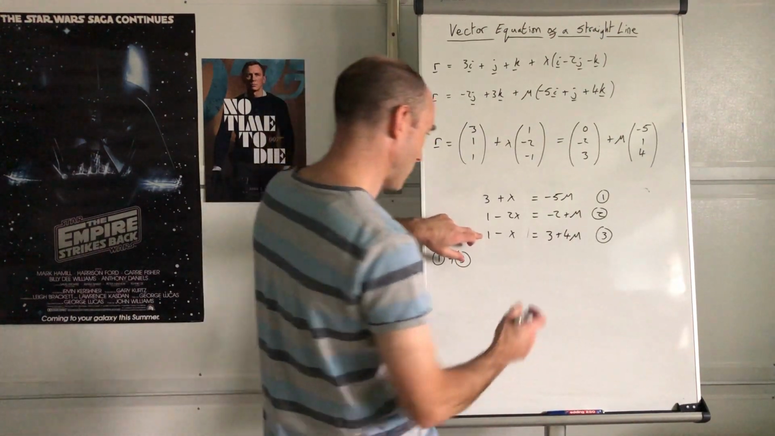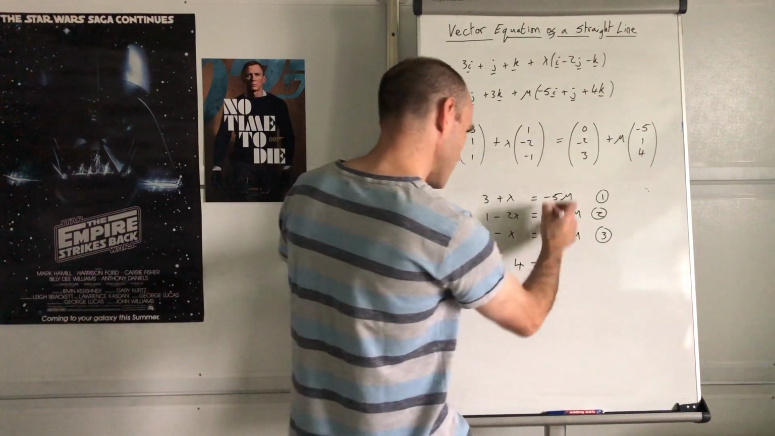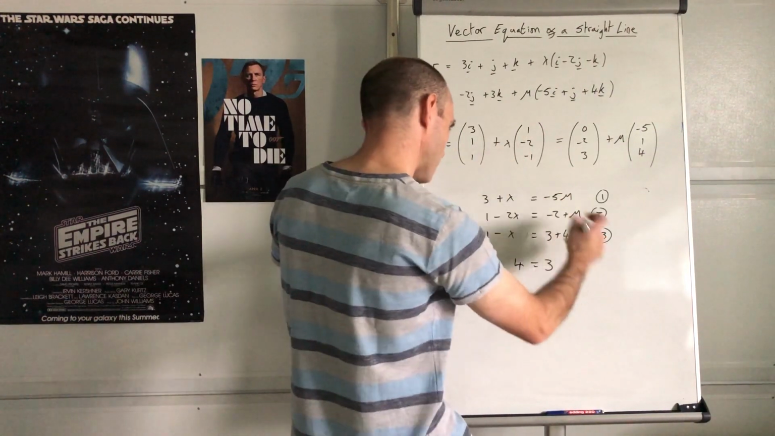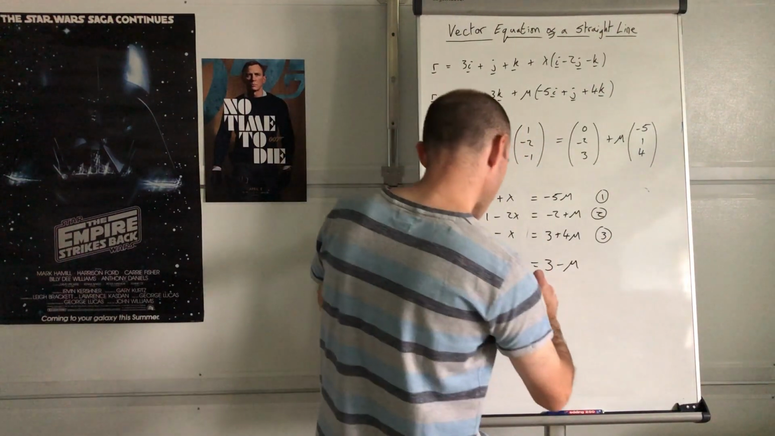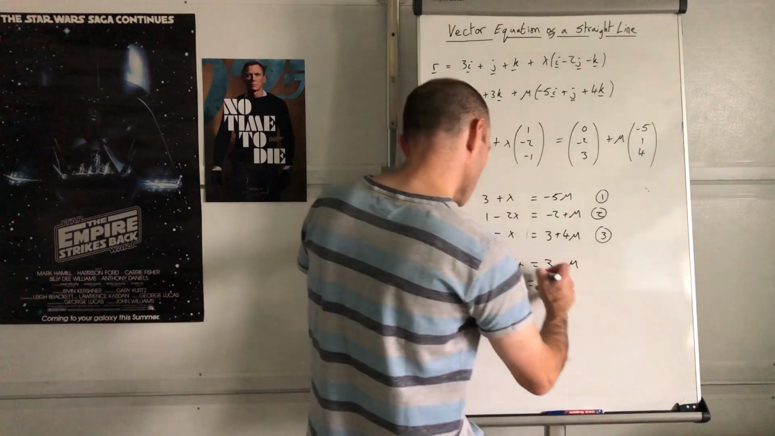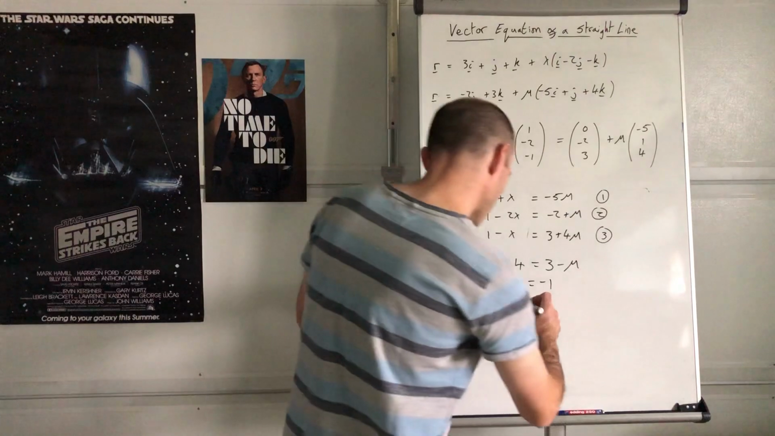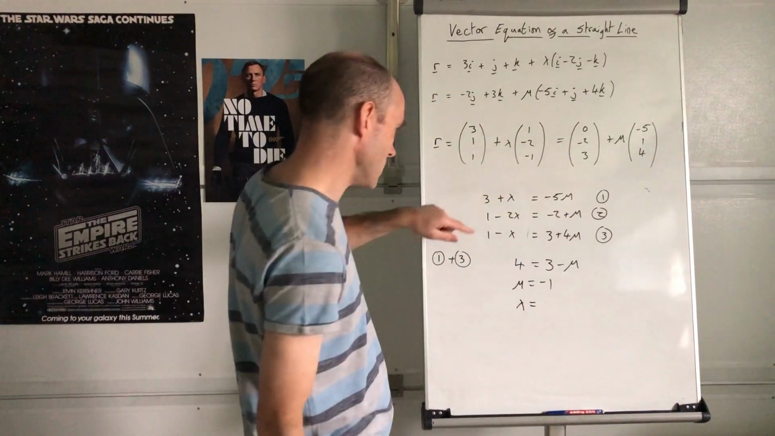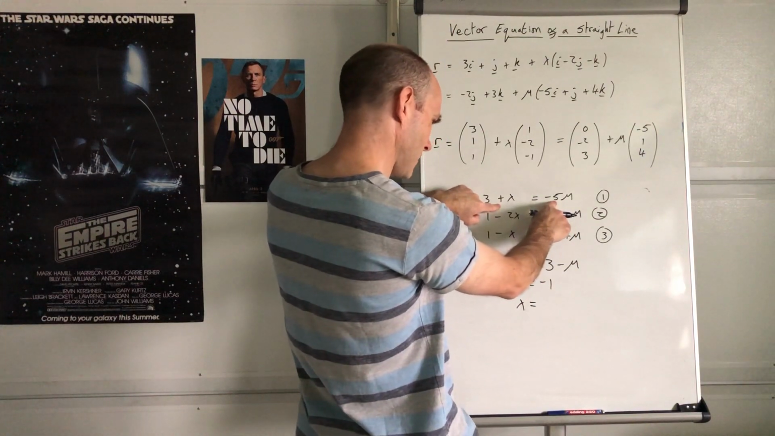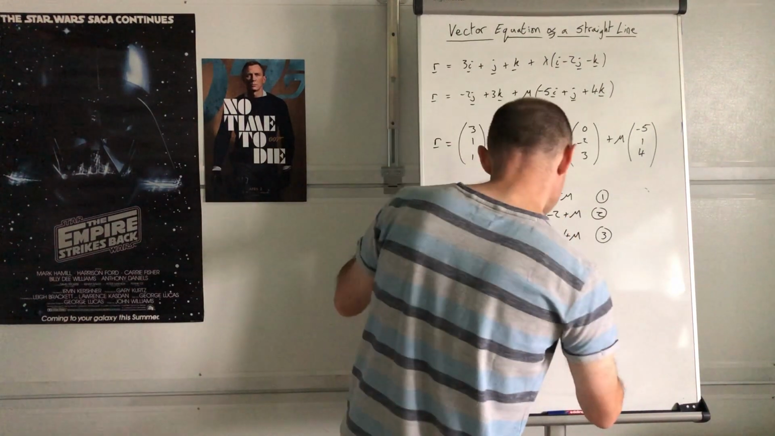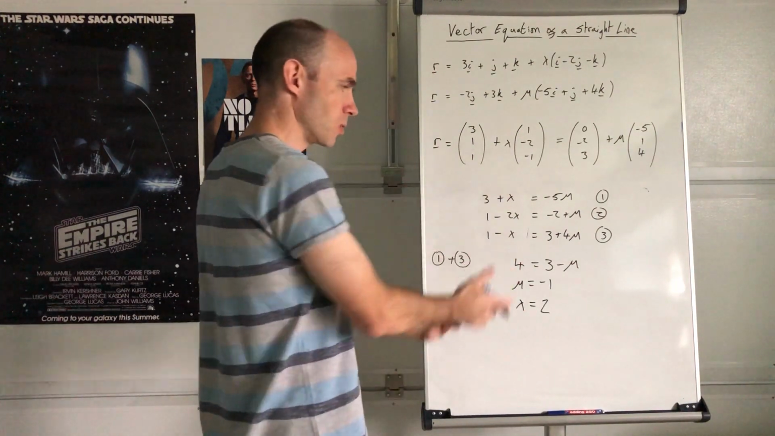So 3 plus 1 is 4. They cancel. And then you've got 3, and then 4 mu minus 5 mu, so that's subtract mu. Look how easy that is. Put the mu onto that side, so you get mu equals negative 1. From that, I can work out what lambda is. So I'll use equation 1 to do that. Mu is negative 1, so that's got to be 5. Lambda equals 2.